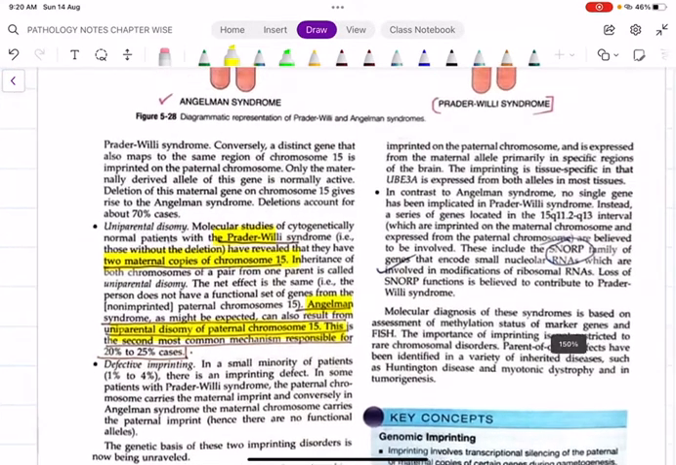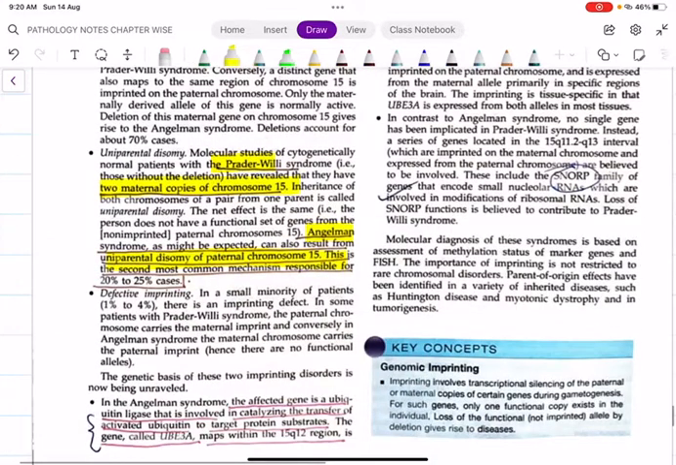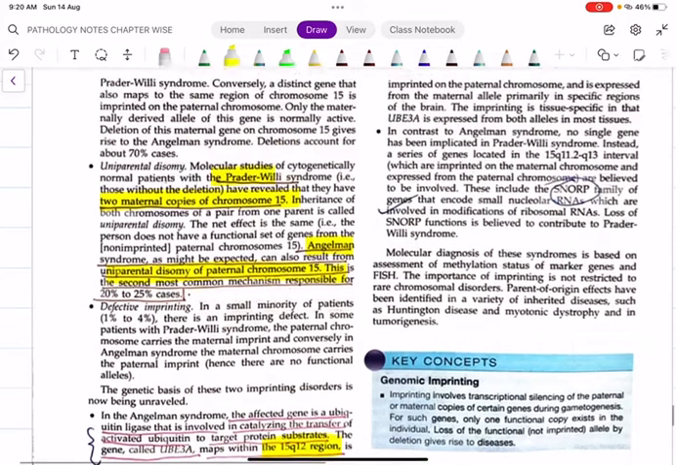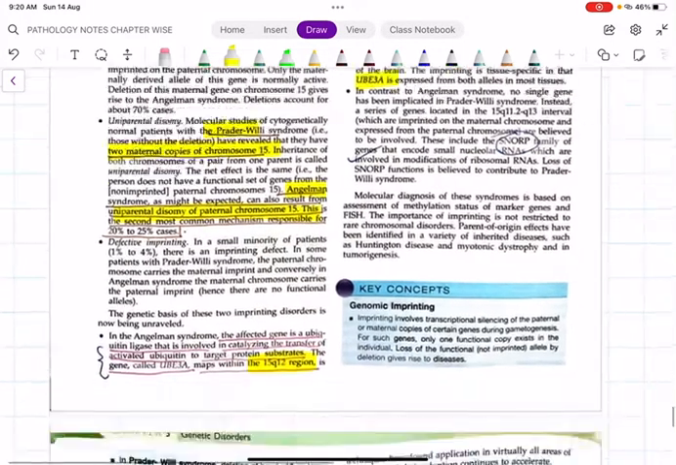And one important gene which is expressed here is the UBE3A gene. Just remember the gene, what the problem is, and what the clinical features are. If you want to remember a little more specifically, it is 15q12. These are the important points you have to remember there.